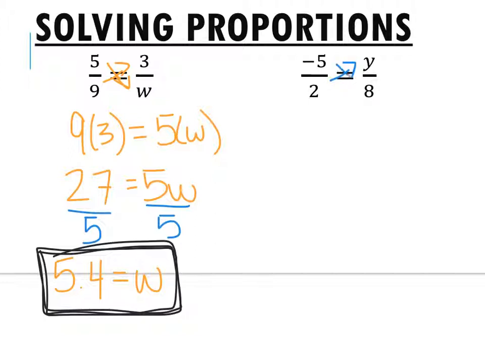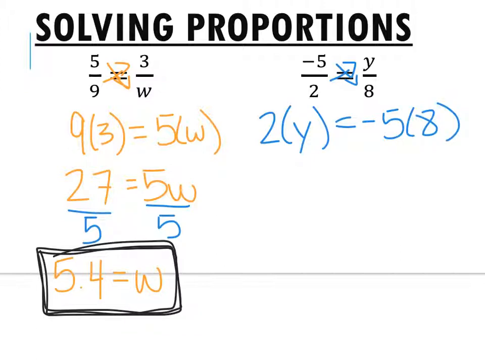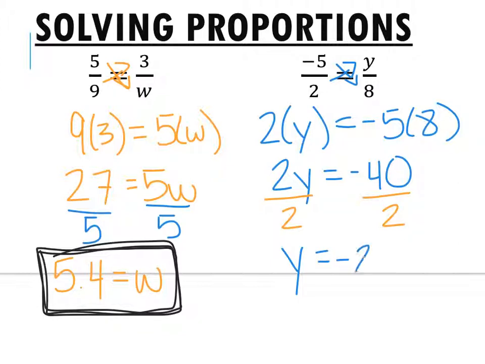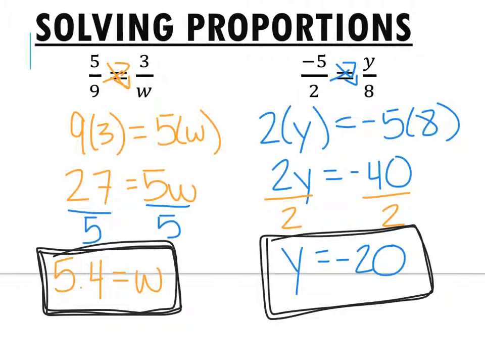Again, you're multiplying the things that are diagonal from each other. So I'm going to take 2 times y and set it equal to negative 5 times 8, because they're diagonal from each other. 2 times y gives me 2y, and negative 5 times 8 gives me negative 40. And look, we have a 1-step equation. Divide by 2. Divide by 2. And so y is equal to negative 20. Pretty basic, right? Not too shabby.